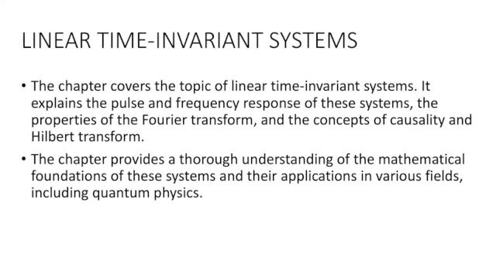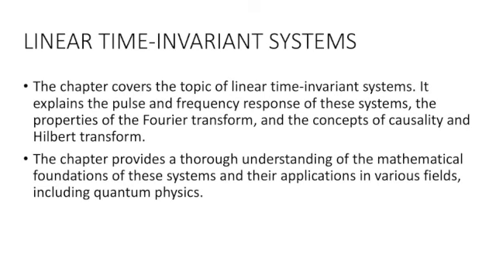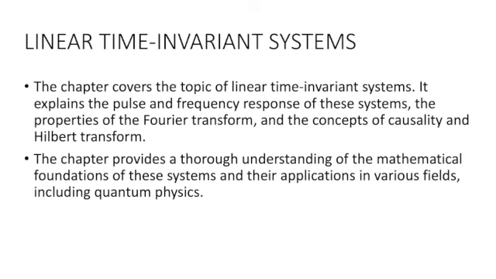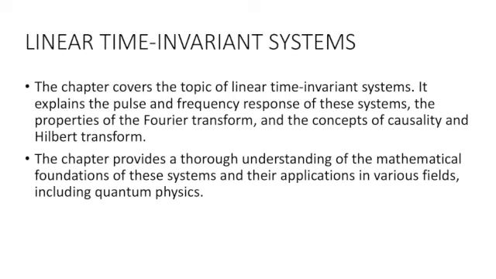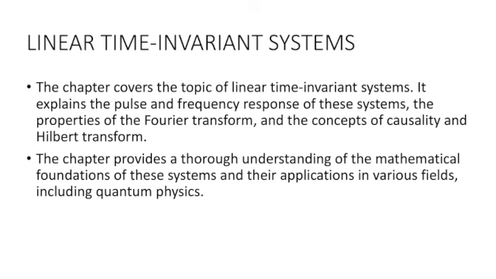Finally, the causality and the Hilbert transform, which talks about causality being a property of a system that states that the output of a system at any time is dependent only on the input of the system at earlier times, while the Hilbert transform is used to calculate the analytical signal of a real signal, which contains the phase and amplitude information of the signal. With this, we come to the end of the first chapter.